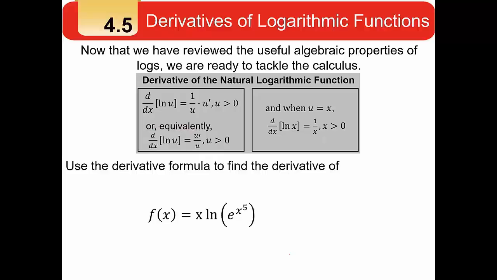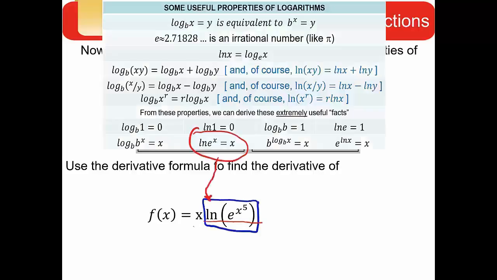How about this? Find the derivative of f of x equals x times the natural log of e to the power of x to the 5th. Now that looks horrible, but there's a trick that makes this problem so easy, because this is the natural log of e to a power. Forgetting about the x for a minute in front, the second part is the natural log of e to a power. You've got something that tells you that can be simplified. You've got that property that says the natural log of e to a power is just a power.